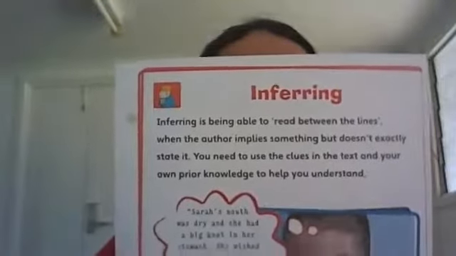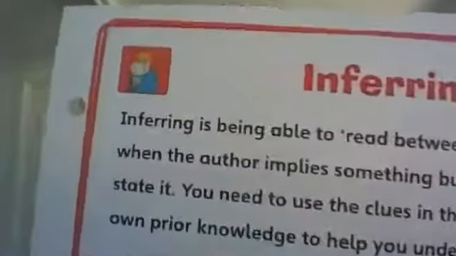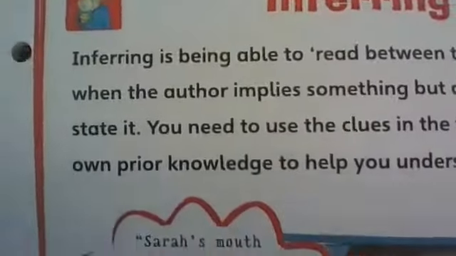Final lesson about inferring. Now remember what we've learned about inferring. We've learned that inferring is where we read between the lines. So in other words, we're getting a bit grown up in our reading now. When you're really little, the book has got to tell you the cat sat on the mat.